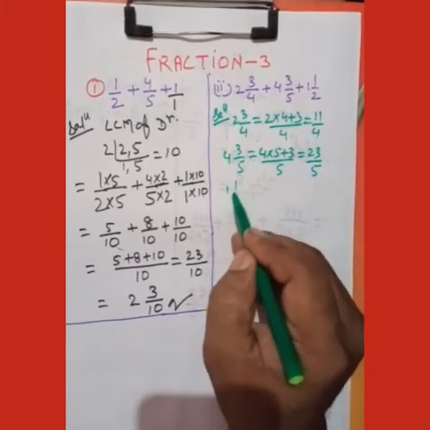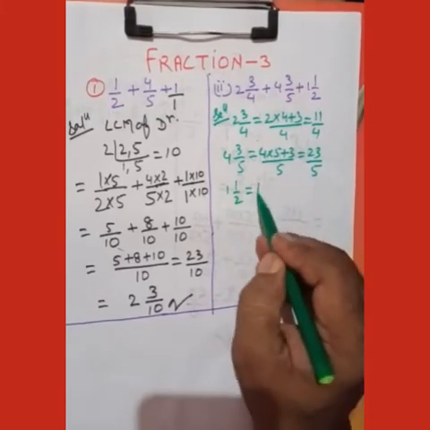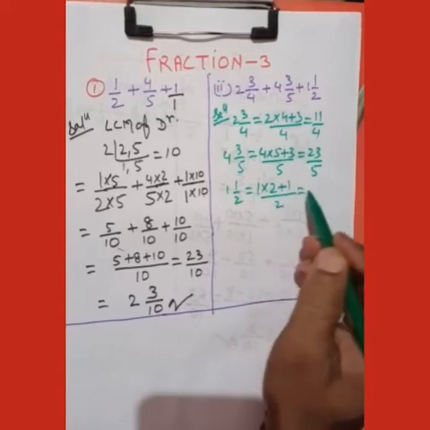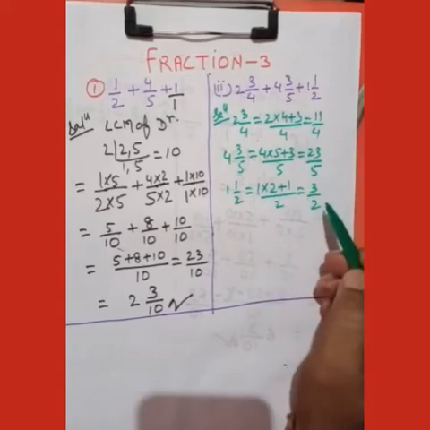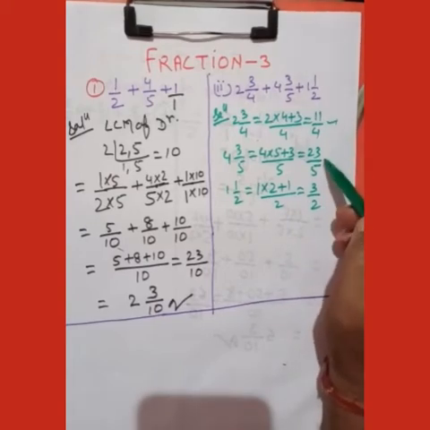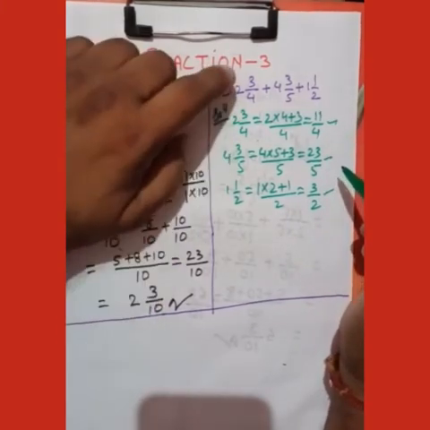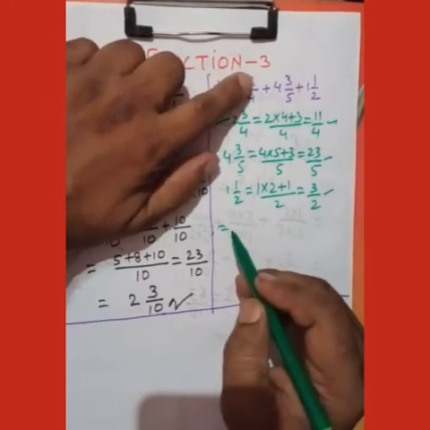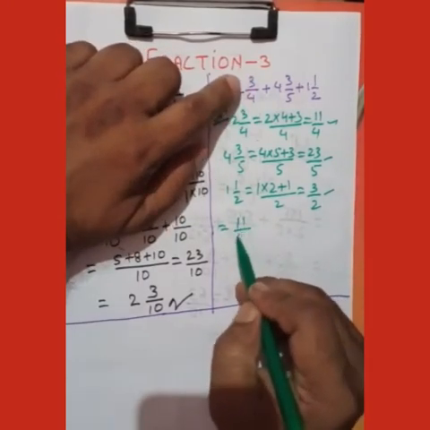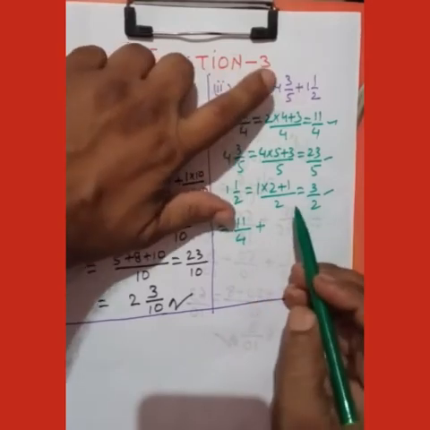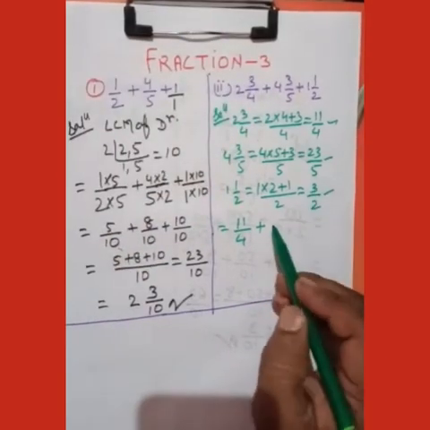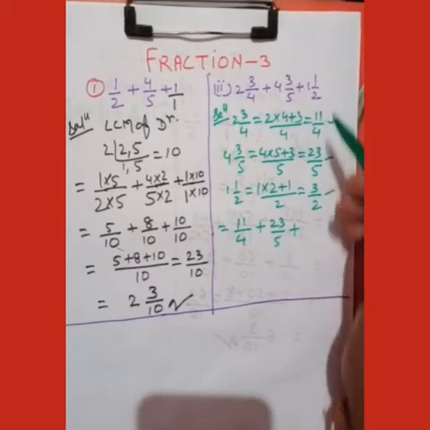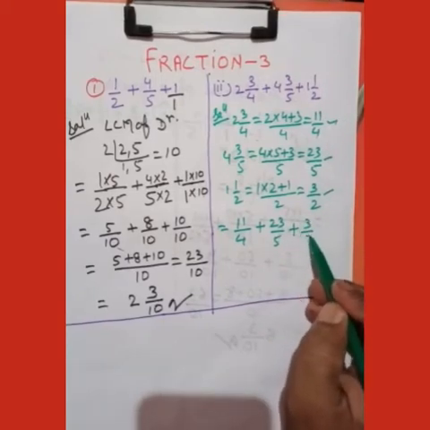Now 1 by 2, same here, 1 multiplied by 2 plus 1 upon 2, 2 1 is 3 upon 2. Now we will write this fraction in place of this fraction. Now see here, 2 3 by 4 will be written as 11 by 4, plus in this fraction you will write 23 upon 5, plus in this fraction we will write 3 by 2.